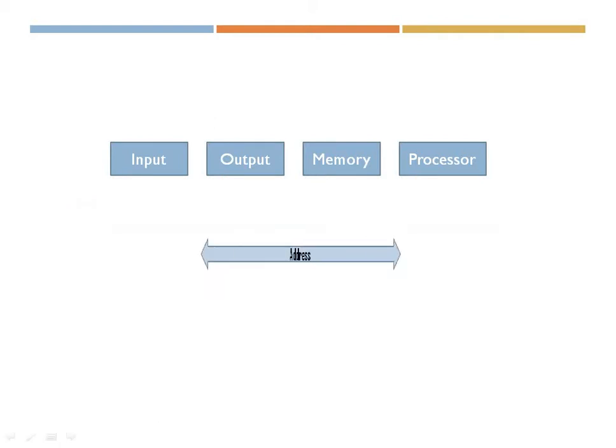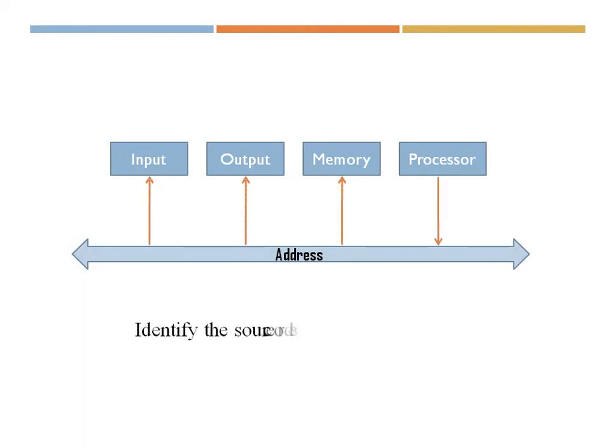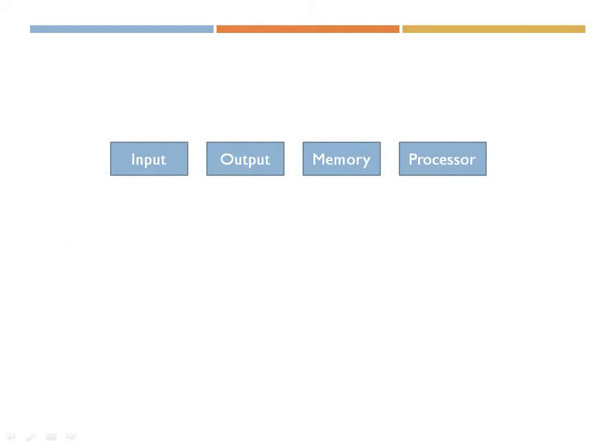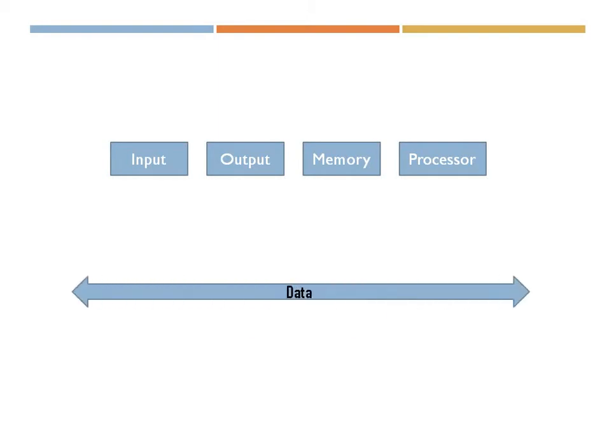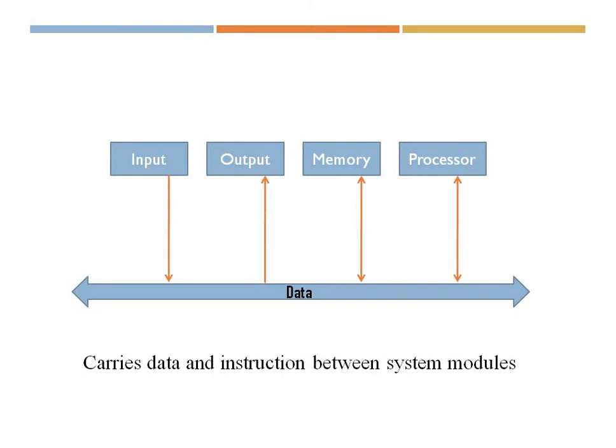The next one is the address bus. The address bus is going to get me the address of the data on which I need to perform the operation. So basically it identifies the source or destination of my address. The next one is the data bus, which is bidirectional for some and unidirectional for other devices. It does the actual carrying of my data and instructions between the various system modules that I have.